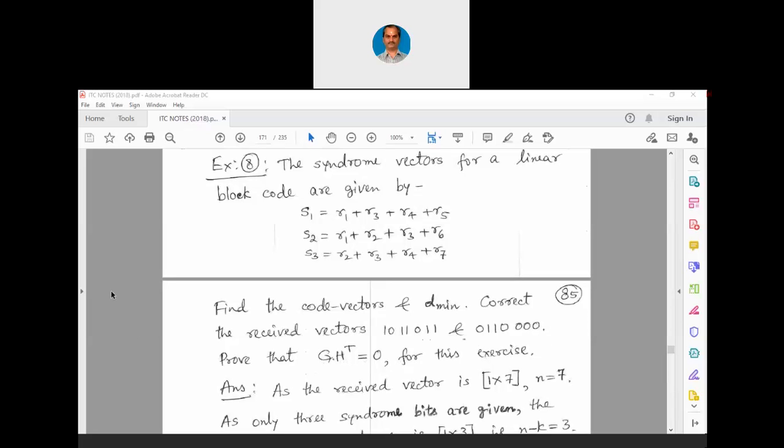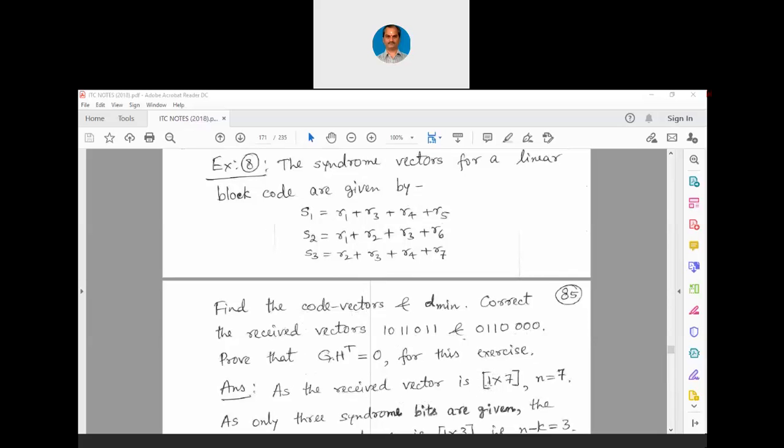Yesterday I had asked you that you can try out that particular proof of G H transpose equals 0 on your own by actually substituting those vectors. Now in this exercise we are going to have that exercise. Okay, find the code vectors for the given syndrome vectors and correct the received vectors also.